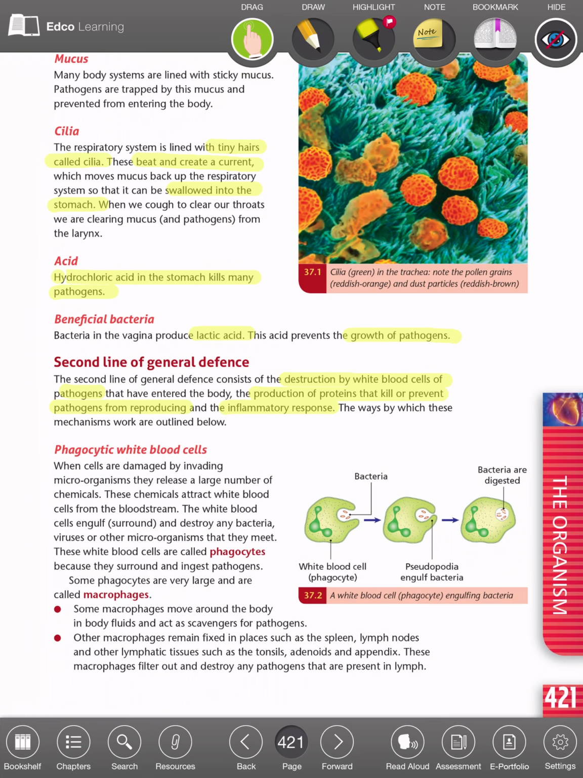So first of all, we have our phagocytic white blood cells. When cells are damaged by invading microorganisms, they release a large number of chemicals. These chemicals attract white blood cells from the bloodstream, and the white blood cells engulf, or surround and destroy, any bacteria, viruses, or other microorganisms that they may meet. These types of white blood cells are called phagocytes.